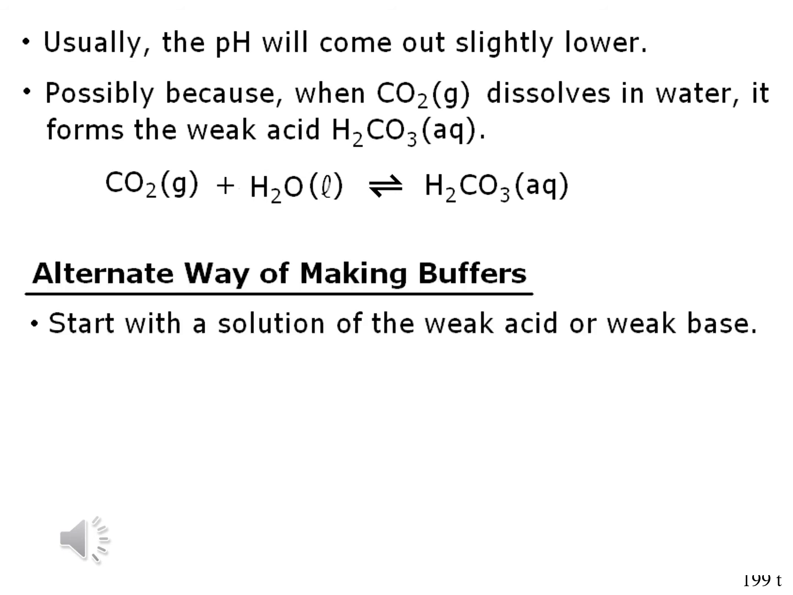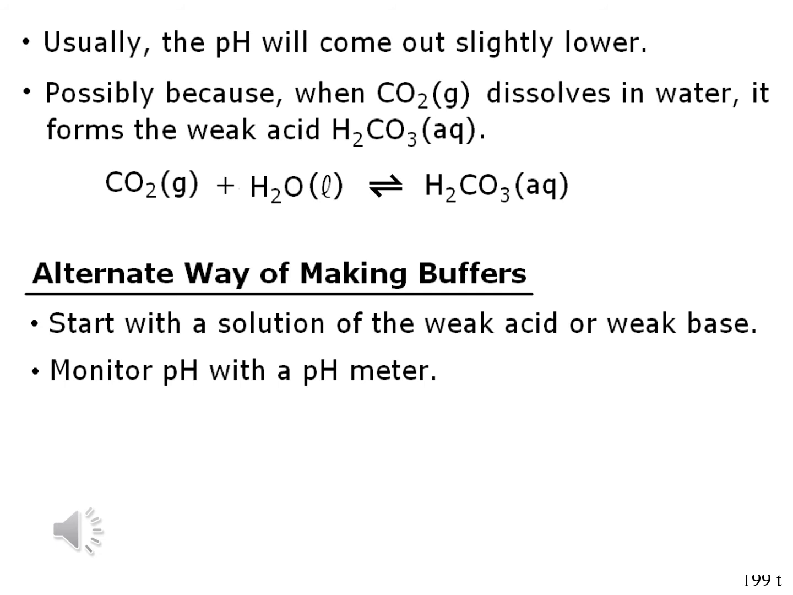I'm going to show you the most exaggerated case, where you start with a solution of either the weak acid or the weak base by themselves. You don't have to start with it by themselves. You just have to start with one that has the wrong ratio, so the pH is wrong, but this is the extreme. What you can do in this case is put an electrode from a pH meter into the solution.